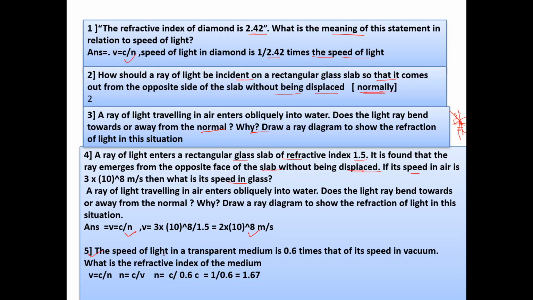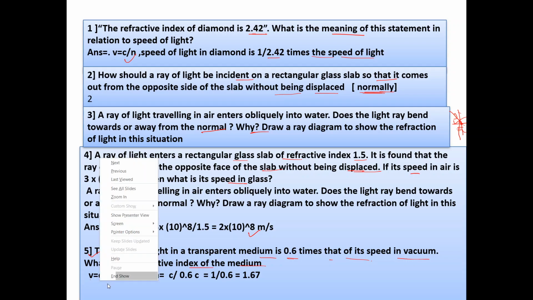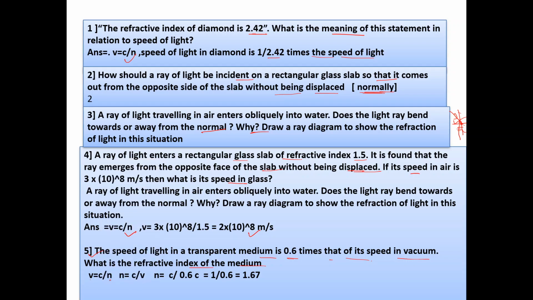Next question, the speed of light in a transparent medium is 0.6 times its speed in vacuum. What is the refractive index of the medium? V is the speed of light in the medium, C is the speed of light in air, N is the refractive index. So N is equal to C by V. V is given as 0.6 times C. So C cancels, you get 1 by 0.6, that is 1.67.